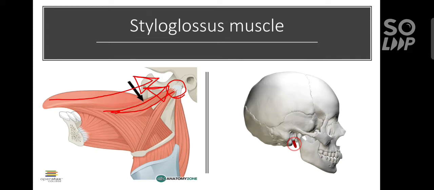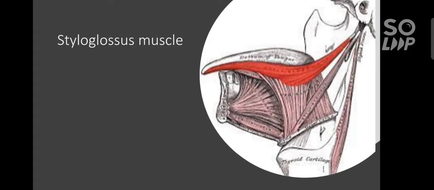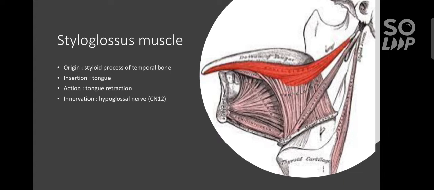If you want to know what the styloid process is, it is that red colored structure here, which is the origin of Styloglossus muscle, and it inserts into the tongue. So the action will be in that direction, which means tongue retrusion. Here is another diagram telling that the origin is styloid process of temporal bone, insertion is tongue, action tongue retraction, innervation is by the hypoglossal nerve.